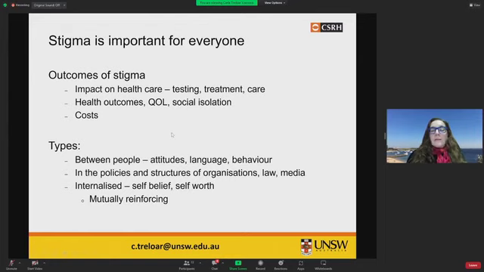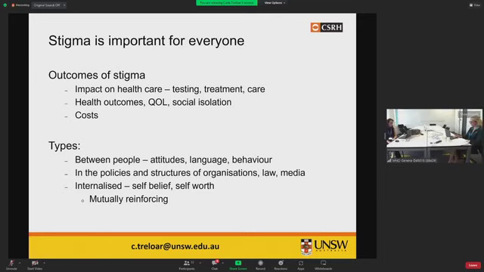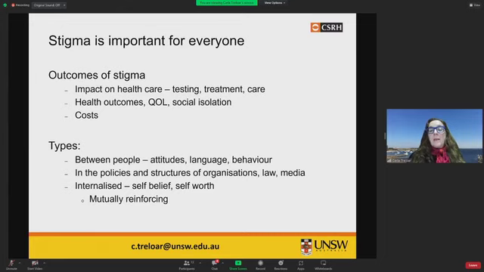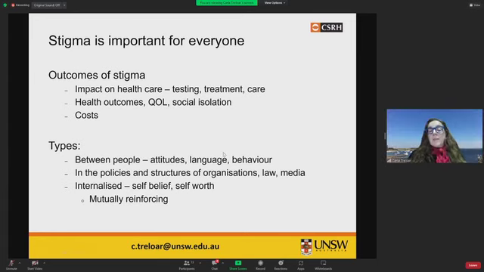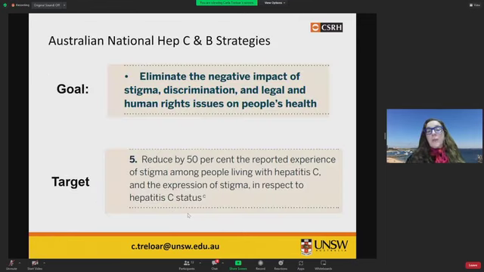We need to think about different types of stigma between people. That's really important: the attitudes, language, and behaviour that people exhibit that others find stigmatizing and worry about engaging with. But also stigma as it exists within policies and structures of organisations, in the law, in media, etc. And the notion that these social messages can become internalised and influence people's self-belief and self-worth, and all of these are mutually reinforcing.